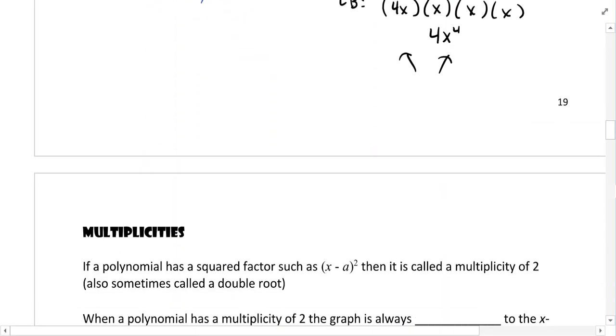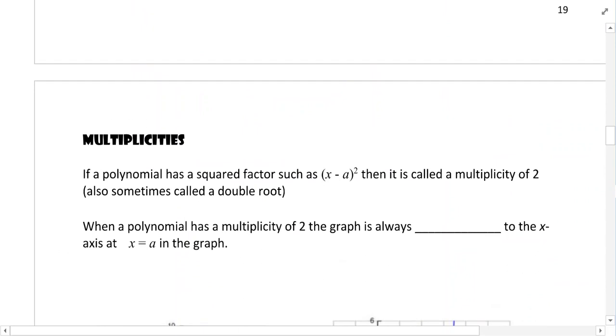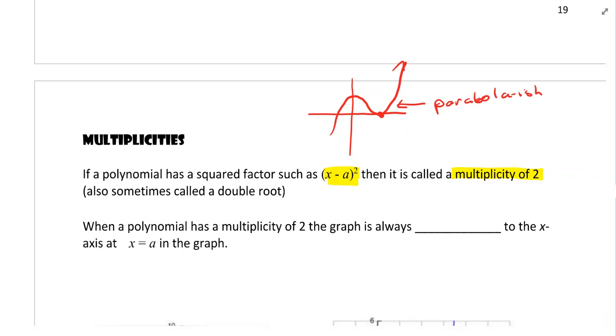Okay, so, multiplicities. This is a really important thing. If I have a quantity squared, we call that a multiplicity of 2, and it's also sometimes called a double root. What would happen to the graph is it creates that bounce. Do you remember in Desmos how you had that one where it didn't cross, and it kind of looked like a parabola-ish? Well, that was because it was an even multiplicity, or it had this double root.